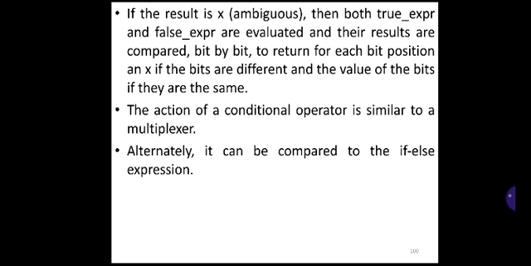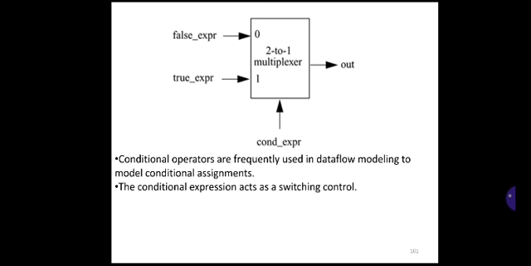This conditional operator is almost similar to a multiplexer. That is, the action of the conditional operator is similar to a multiplexer. Alternately, it can be compared to the if-else expression, which you might have studied in the C programming language. It is also the same. First you evaluate the condition. If the condition is true, the true part is evaluated. If the condition is false, the false body is evaluated. So here is a 2:1 multiplexer in a schematic diagram.